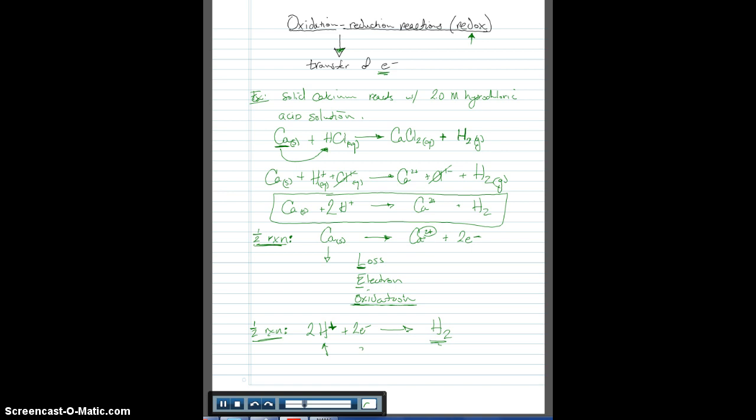So we're going to say gain of electrons is reduction. And so GER is our little mnemonic.